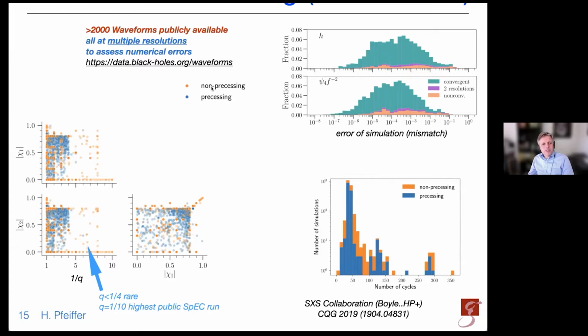All of our simulations are available at 3 different numerical resolutions, so we can actually assess numerical errors. And the top right panel shows a histogram of the numerical errors, typically at a mismatch of 10 to the minus 4, give or take an order of magnitude.